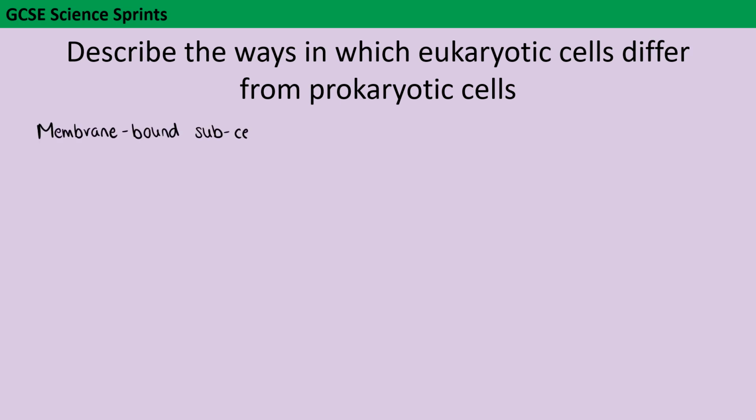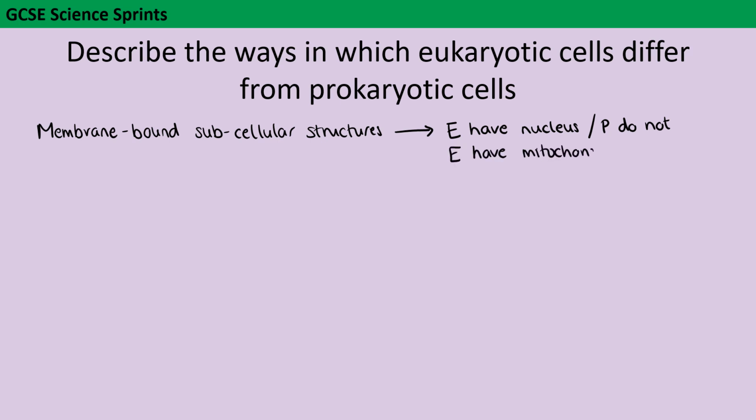So if we think about membrane-bound subcellular structures, in other words, the little bits of the cell, firstly and most importantly, eukaryotes have a nucleus and prokaryotes do not, but also eukaryotes have mitochondria and prokaryotes do not, because they're about the same size. There's this theory that mitochondria actually evolved from bacteria, so if you imagine trying to put one mitochondrion inside a bacteria, it's like trying to put something the same size as it inside itself, it's just not going to fit.